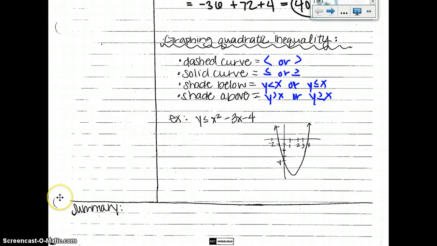For example, I have graphed the quadratic function x squared minus 3x minus 4. Notice how we have shifted down 4. There's our y-intercept. And it's a solid line because of the or equal to. Since it's less than, we shade below. You can either shade like this or you can go horizontal, whatever is easiest for you.